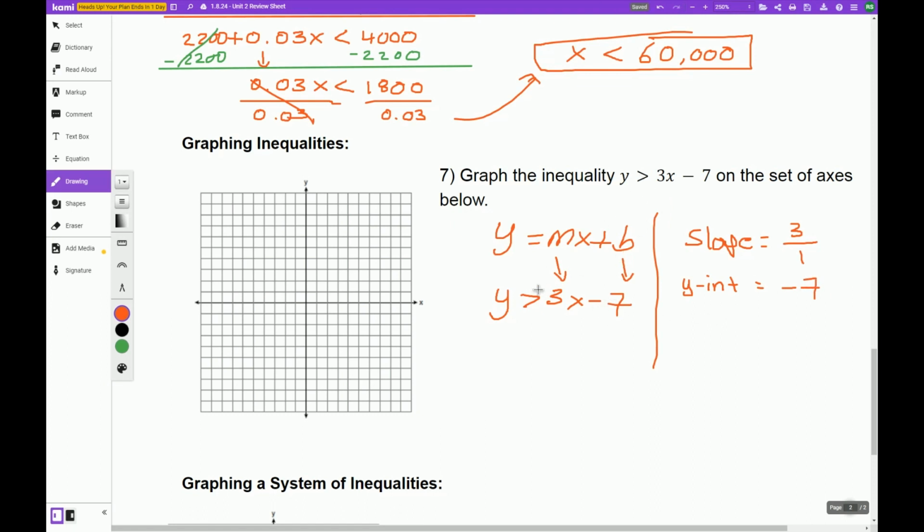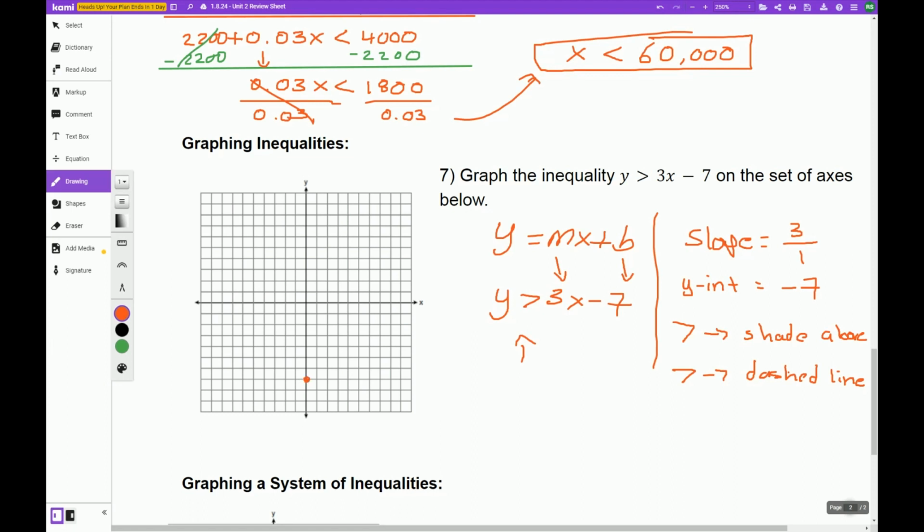I see a greater than sign, so that means shade above. And I also notice because it's greater than, and it's not greater than or equal to, I'm going to have a dashed line. So we just planned out what our graph is going to look like, and we're going to now put it together. We're going to start on the y-intercept. If you start at the origin, you're going to go down to negative 7. So that's negative 1, negative 2, negative 3, negative 4, negative 5, negative 6, negative 7. This here is my y-intercept.